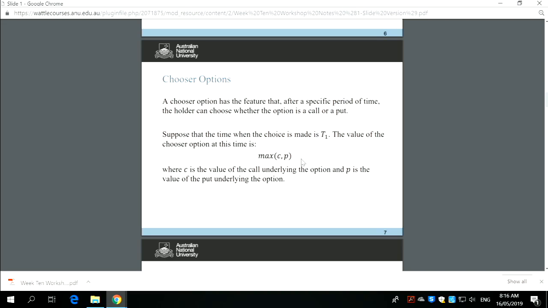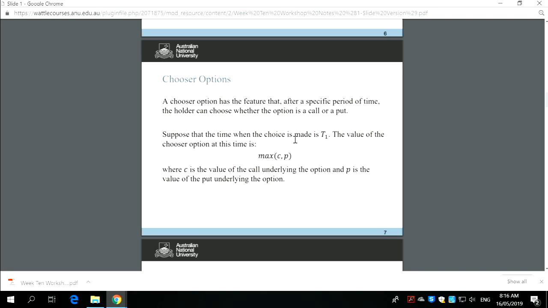And let's assume halfway through this holding period, let's say T1, right in the middle, you can make a decision on whether you want to get into a call or a put. So let's assume the decision is made at T1. You would observe the most updated spot price at T1, then make a decision. You choose the higher value between either the call or put. So that's how the chooser option works.